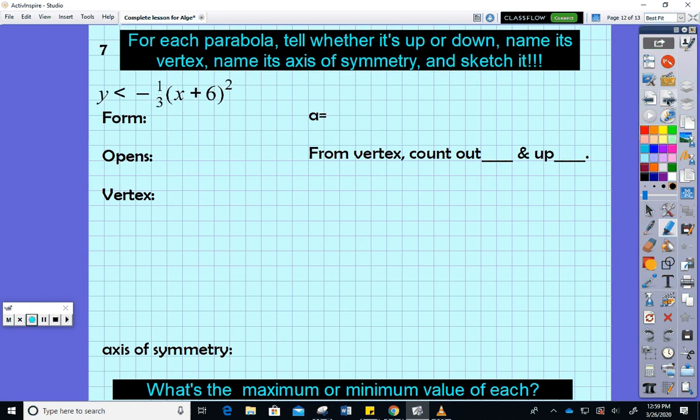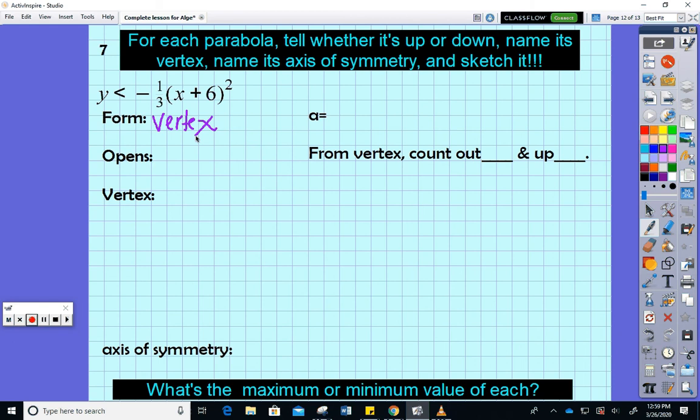Let's knock out these next two problems. Hopefully you're feeling all right with this. Okay. So my form on this one is vertex form. And let me remind you guys that you can always rewind the video if I'm talking too fast, or you just need to pause and write some stuff down. Use that to your best advantage.